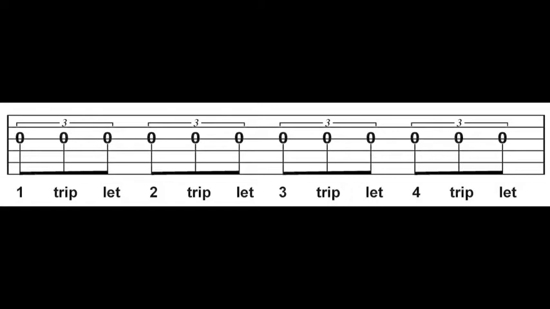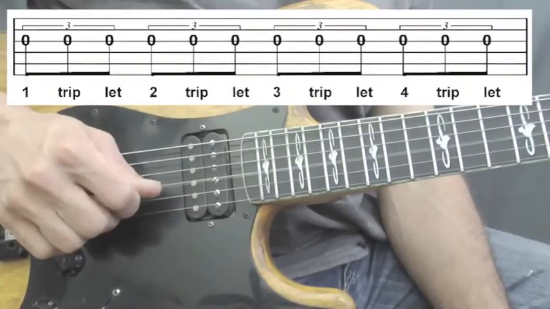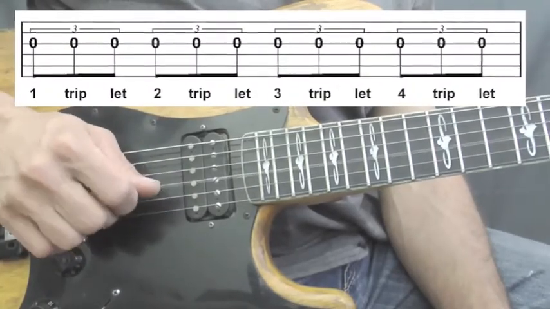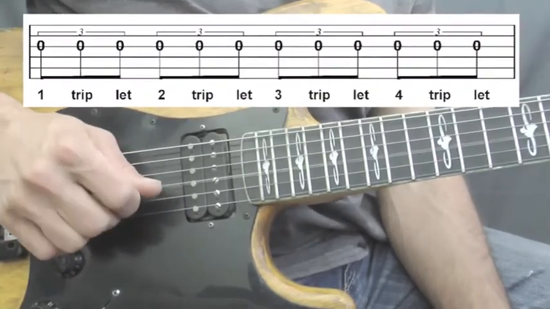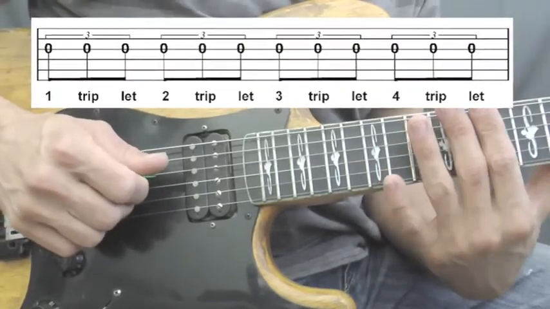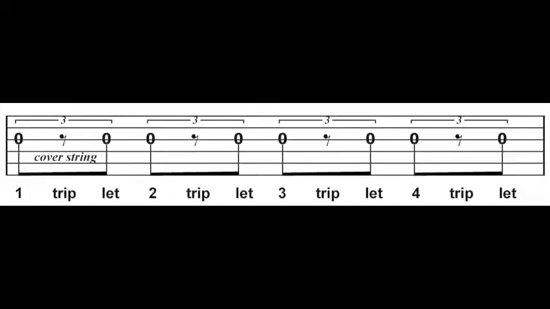1 triplet, 2 triplet, 3 triplet, 4 triplet, 1 triplet, 2 triplet, 3 triplet, 4 triplet. Now we will insert the eighth note rest in the second triplet. In other words, where we say the word trip.